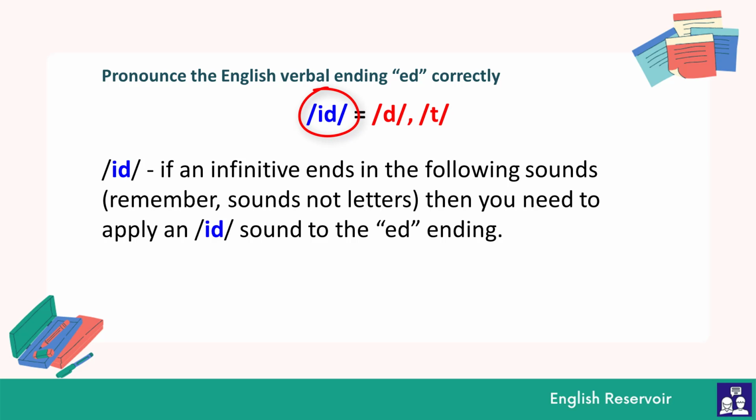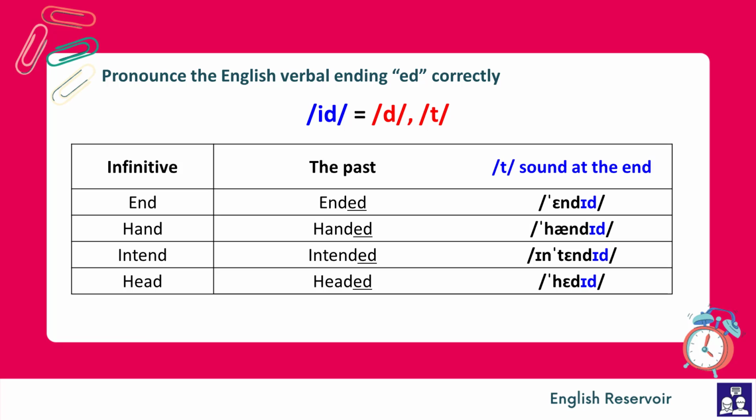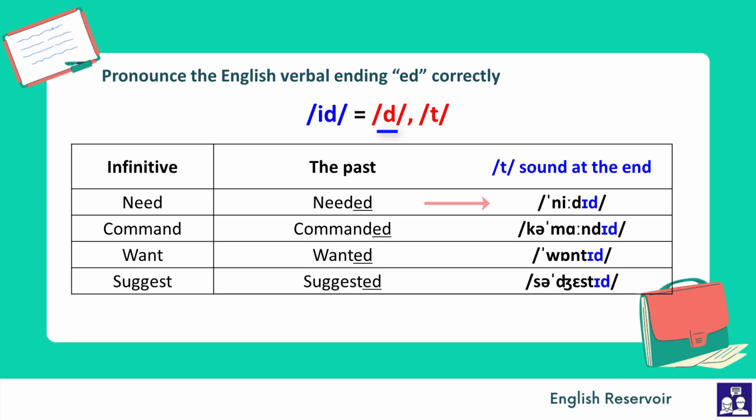Id. If an infinitive ends in the following sounds, remember, sounds, not letters, then you need to apply an id sound to the ed ending. Id equals d, t. Id. End, ended. Hand, handed. Intend, intended. Head, headed. Need, needed. Command, commanded. Want, wanted. Suggest, suggested.